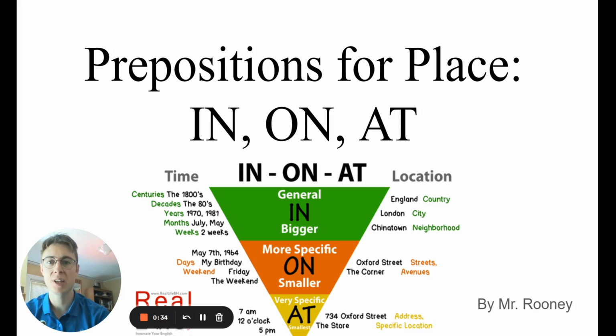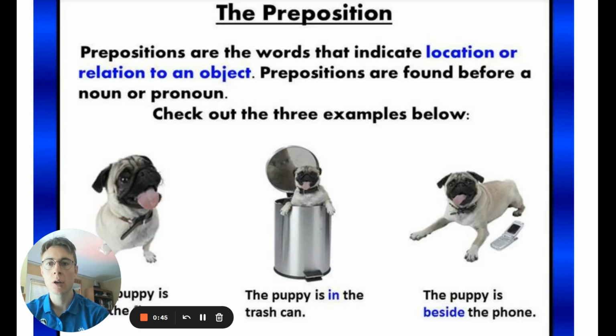Hello, I'm Mr. Rooney, and today we're going to be talking about prepositions for place, specifically in, on, and at. So prepositions are words that indicate location or relation to an object. For example, the puppy is inside the trash can, or the puppy is beside the phone. The words beside or inside, in this case, show us where the dog is in relation to the objects around it.